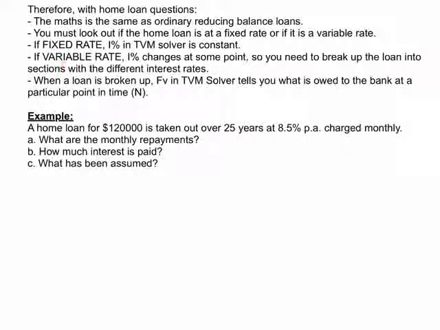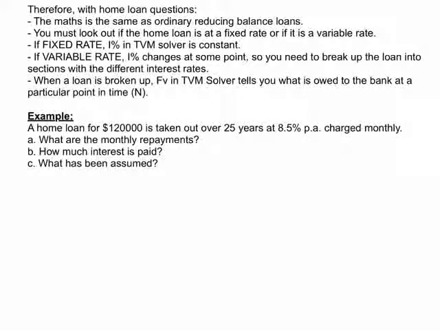However, if the home loan has a variable rate, or if the question talks about the rate changing at some point, that means I% changes at some point. All that means is that you need to break up the loan into different sections that have the different interest rates. The key is that when a loan is broken up into different pieces, you use FV. Normally FV goes to 0, because when you're doing a loan you want to pay it back until you don't owe anything. Now you're going to be using FV when you're breaking up a home loan into certain sections.